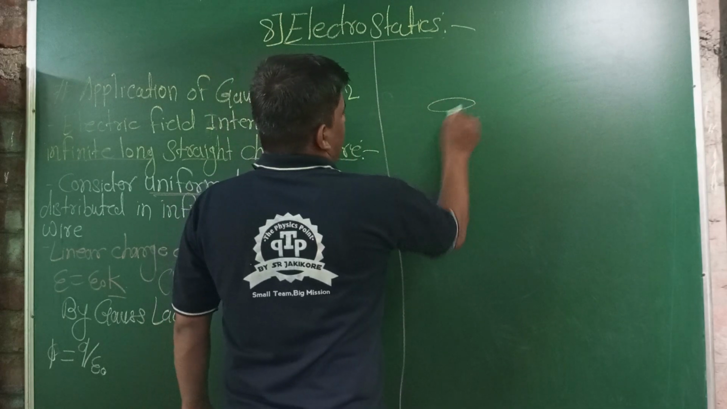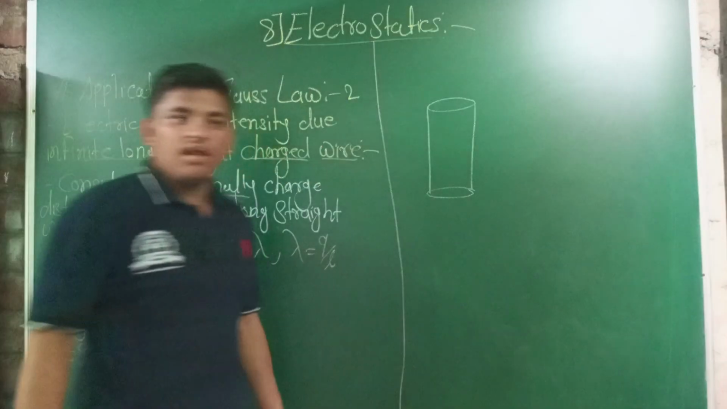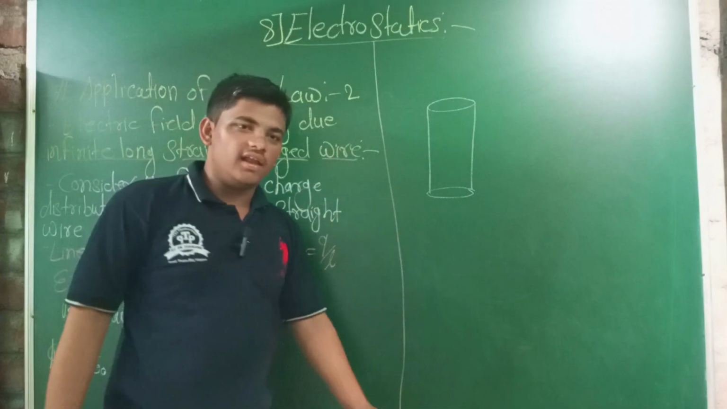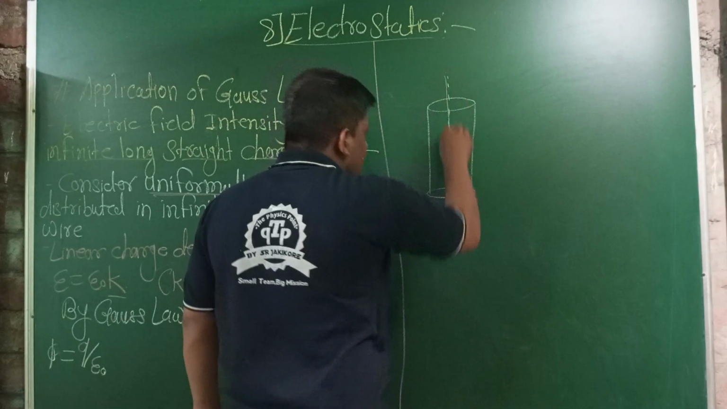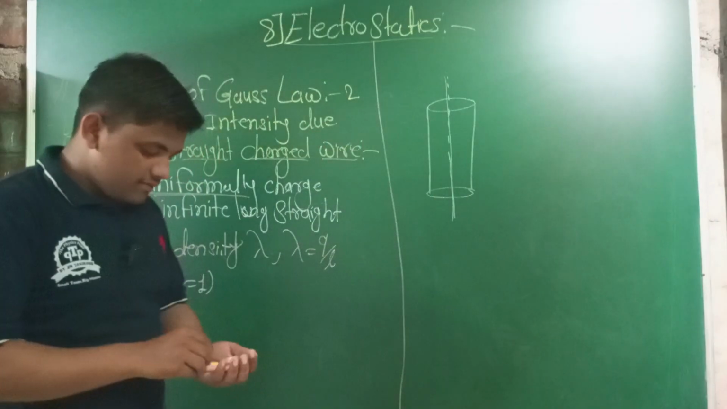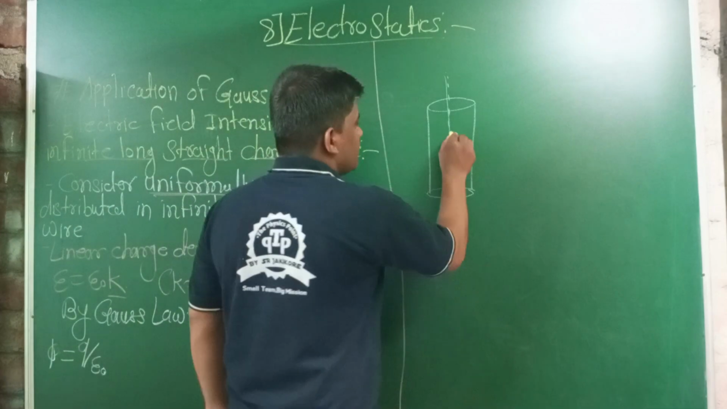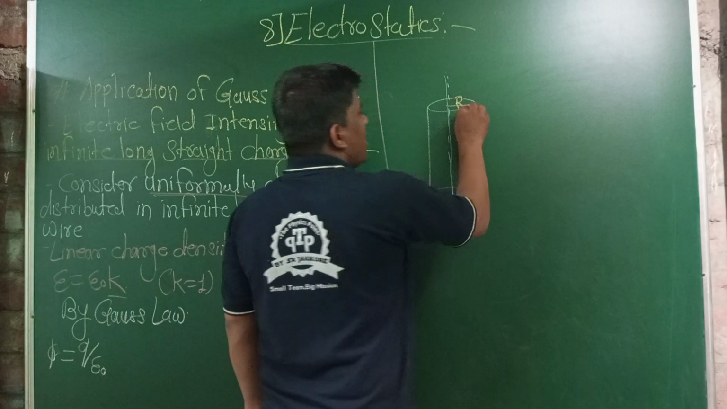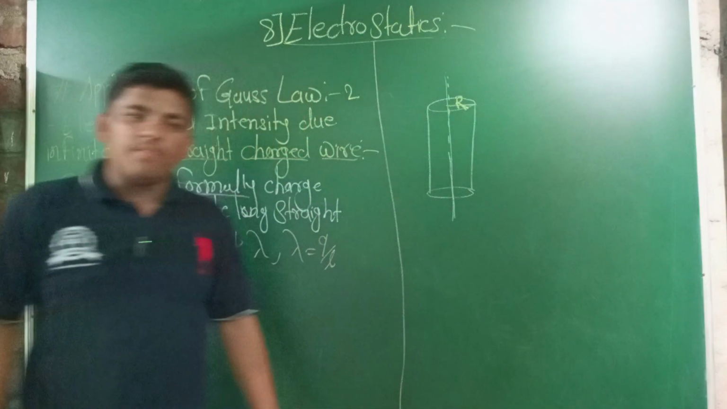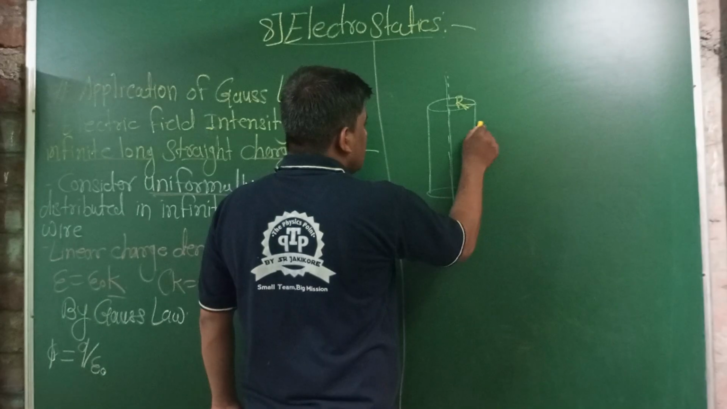Consider this is my wire, a uniformly charged wire which has infinite length, and this is the center. This is the center of the line passing through the center of that wire, and the capital R will be used. The capital R is the radius of that wire.